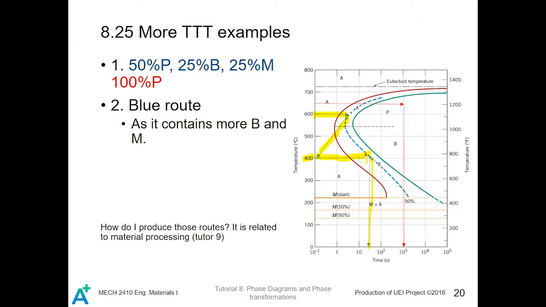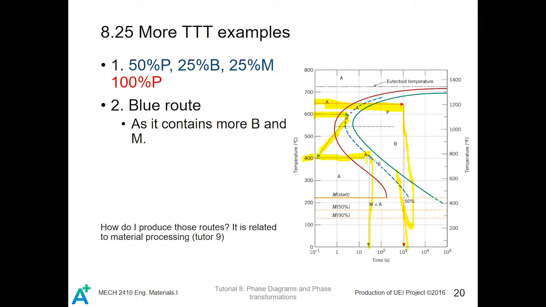Because pearlite, bainite and martensite will not change to other microstructures, only austenite will change in the phase transformation. And that's why you have the following composition. For the red route, it is pretty straightforward. After this route, it is 100% pearlite. Even though it is cooled to 0 degrees Celsius, it will still not change to martensite, because only austenite will change to bainite or pearlite or martensite.